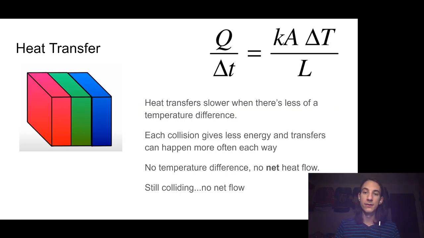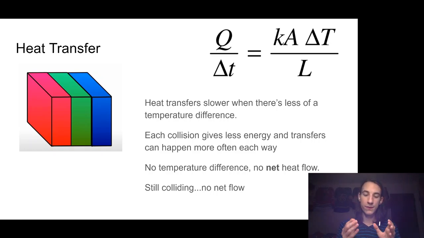And then the next thing we're looking at is that heat transfers slower when there's less of a temperature difference. So if we have a lower temperature difference between these, if they're at about the same temperature, then heat won't transfer as quickly. So when we think about this, we can say each collision gives less energy and transfers can happen more often each way.